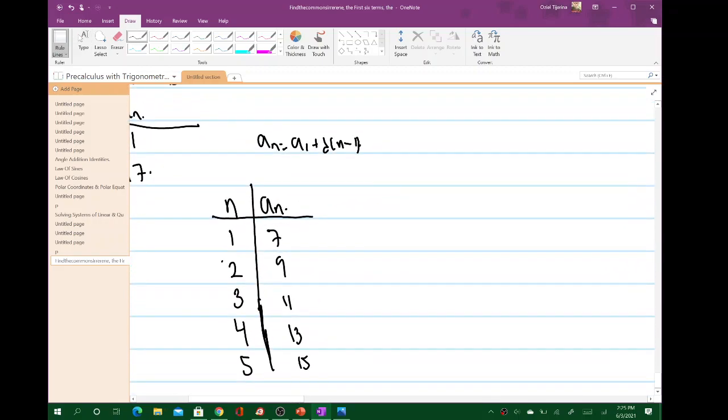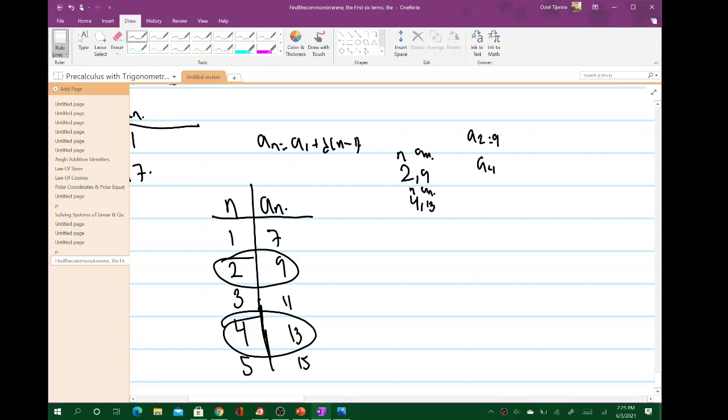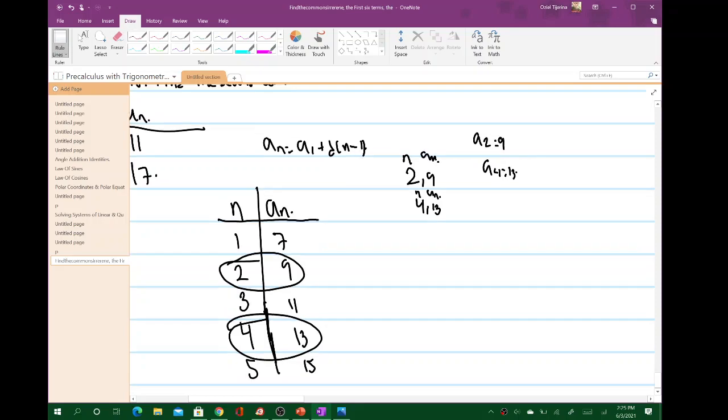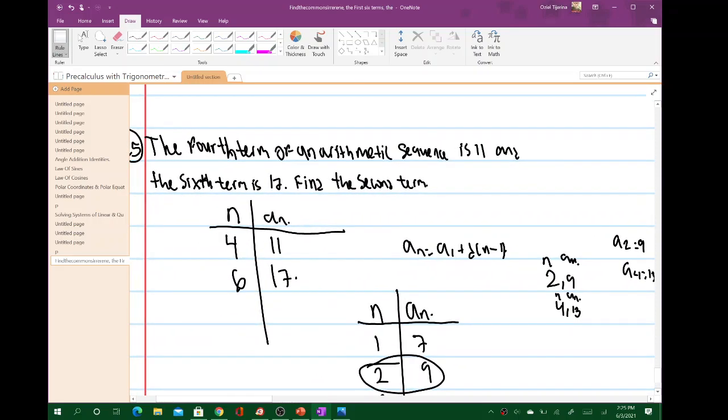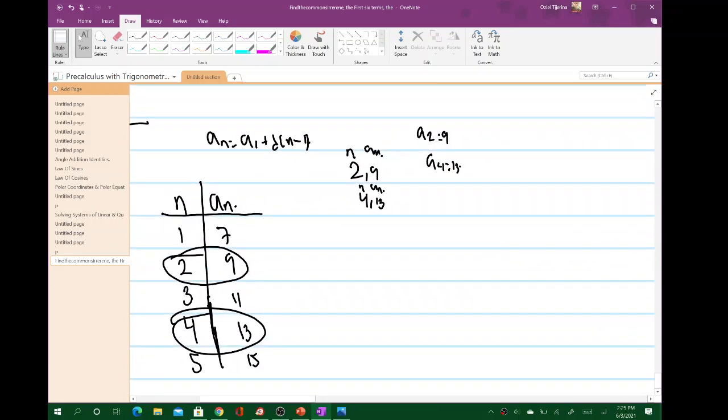And I just choose two different numbers, or two different terms. Let's say I have n = 2, a sub n = 9, and n = 4, a sub n = 13. So that means that a sub 2 is 9, a sub 4 is 13, and I want to know what a sub 3 is, let's pretend that we didn't know what this is, right?